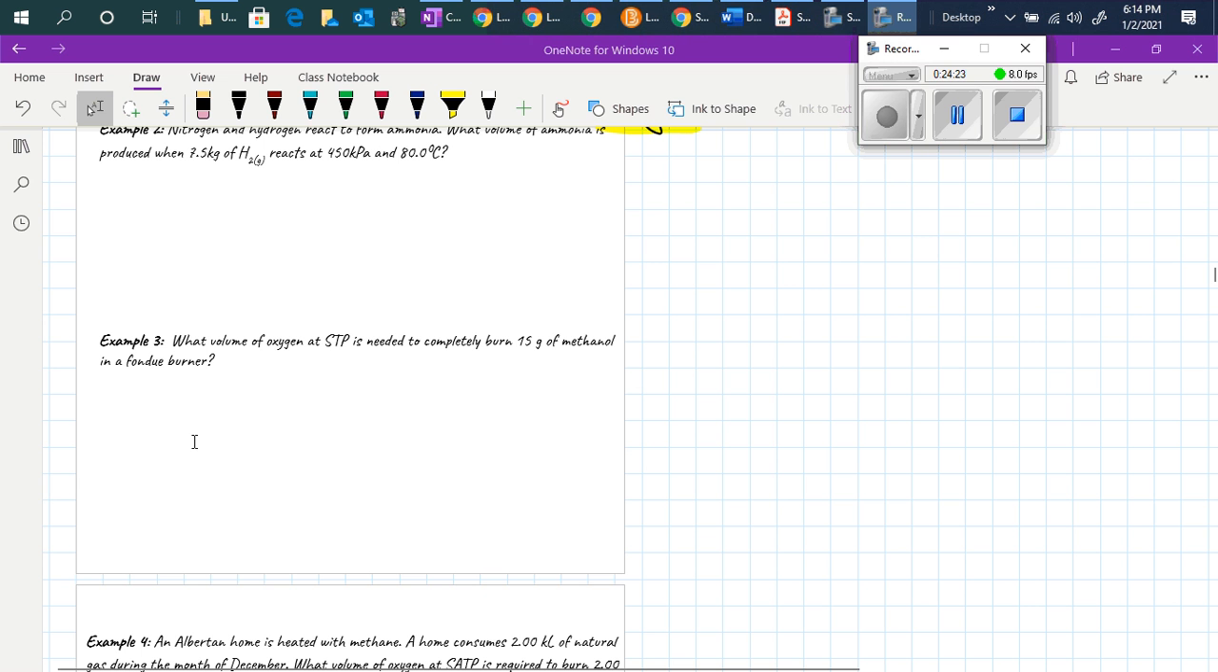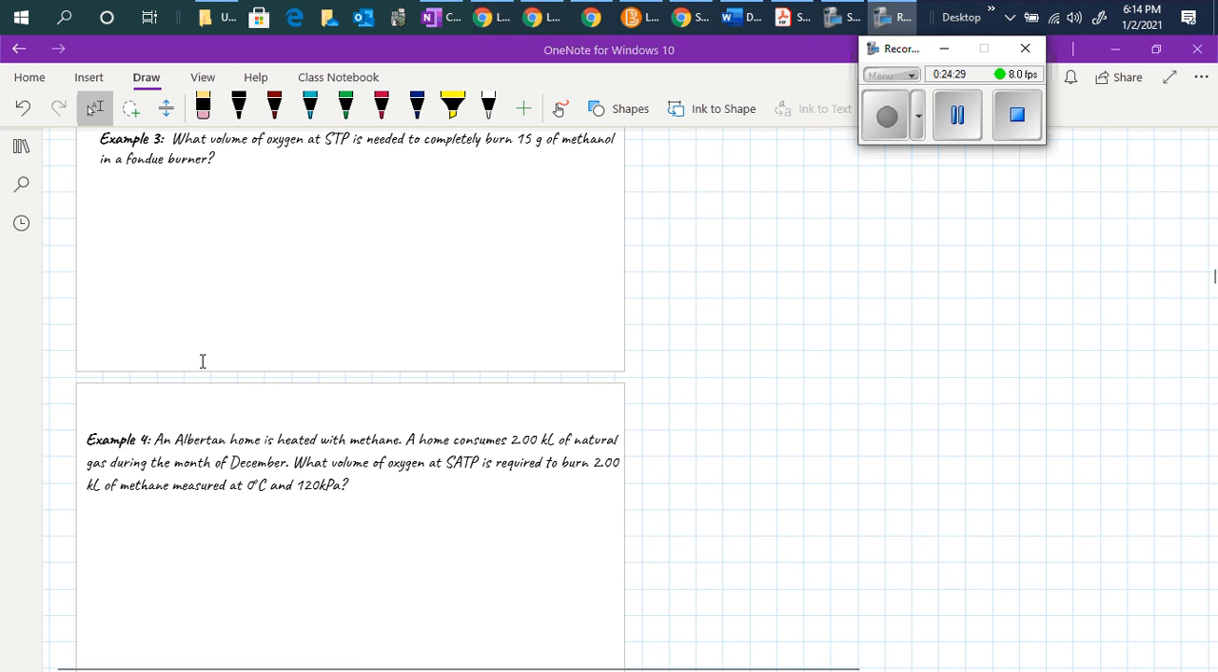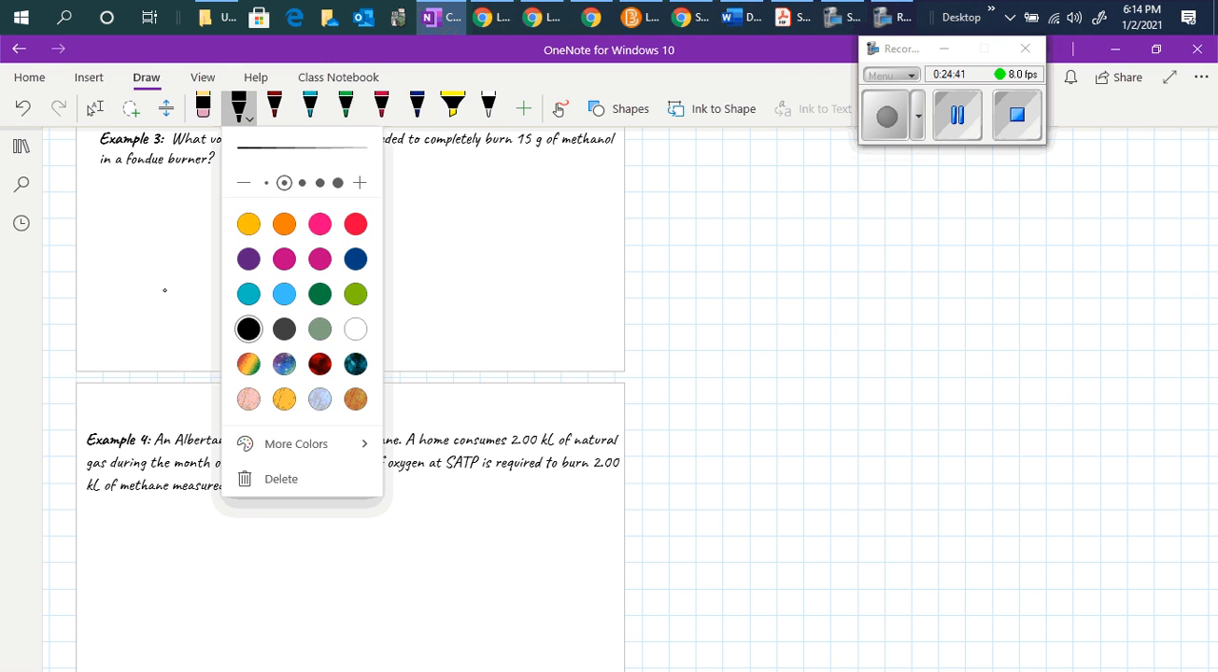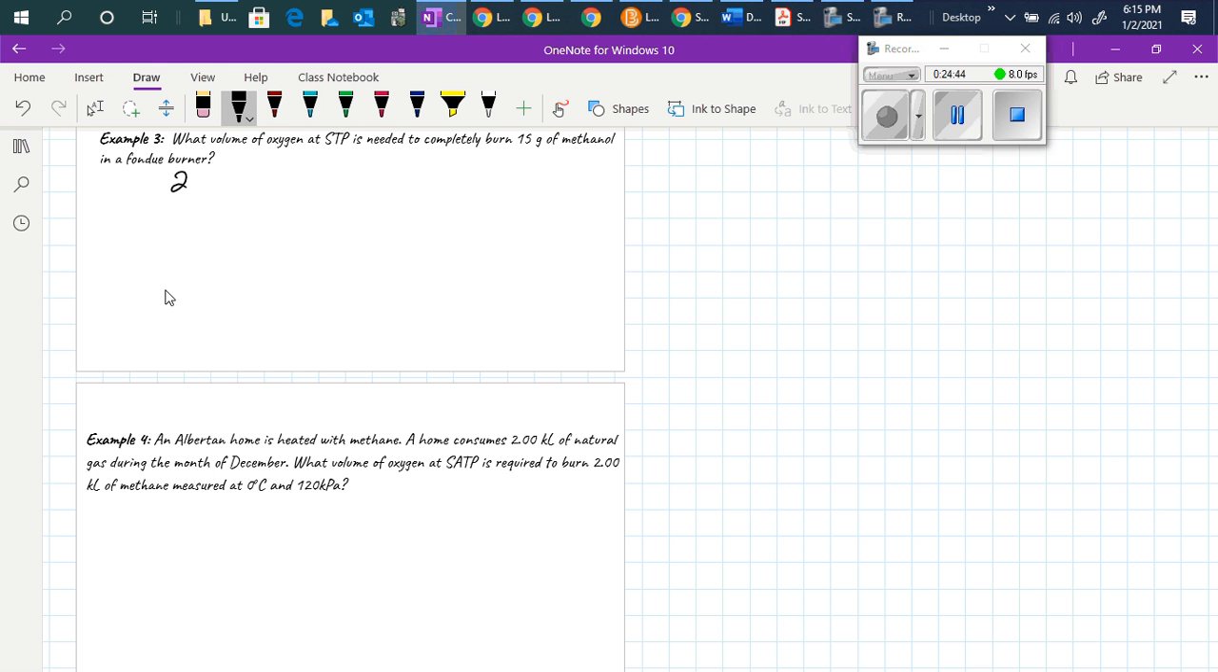So example 3 is saying: what is the volume of oxygen at STP conditions needed to completely burn 15 grams of methanol in a fondue burner? So let's write the balanced chemical reaction first. So we'll have 2CH3OH plus 3O2 will give us, completely burn means that it is a full combustion, so we'll have carbon dioxide and water.